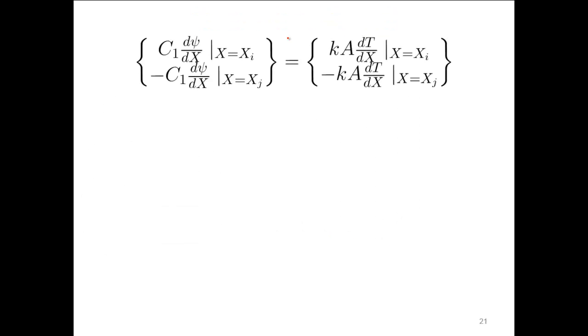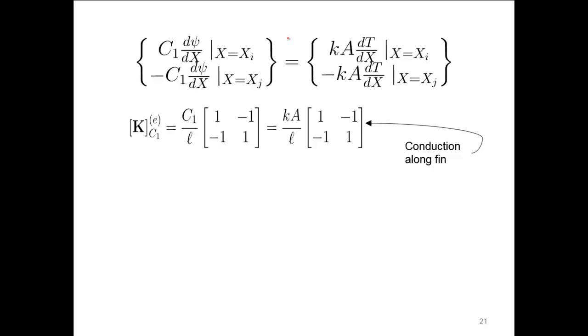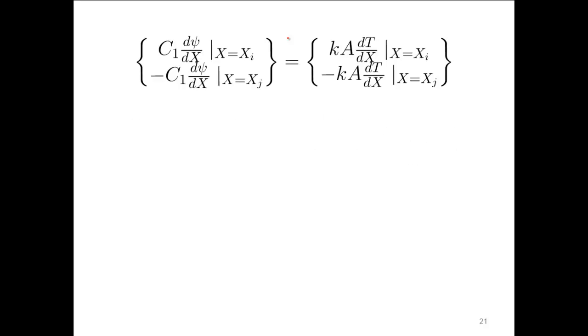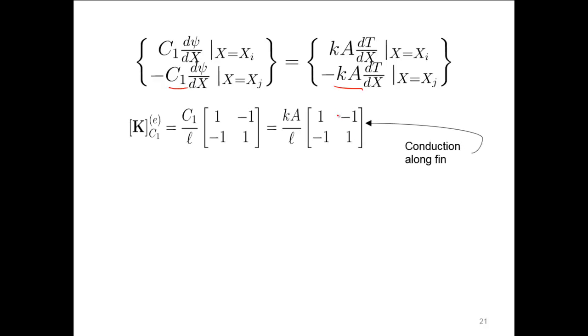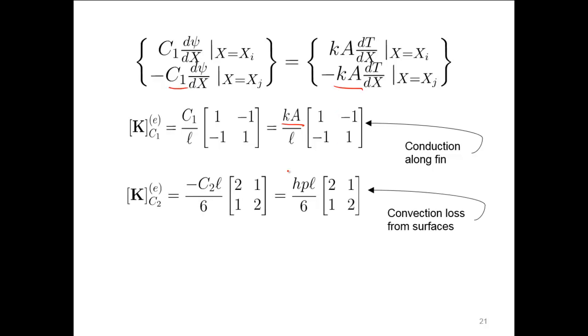All right, so looking at that first term, what we've done here is we've substituted back in for C1, substituted in our Ka, for our first stiffness term, just as we did up here. And this is the conduction along the fin. So conduction coefficient times area over length, and then we have these stiffness values in here. So it concerns the conduction along the fin.